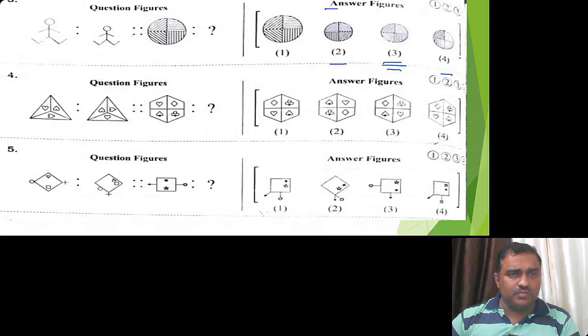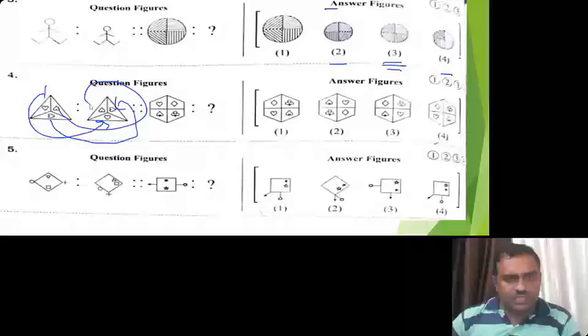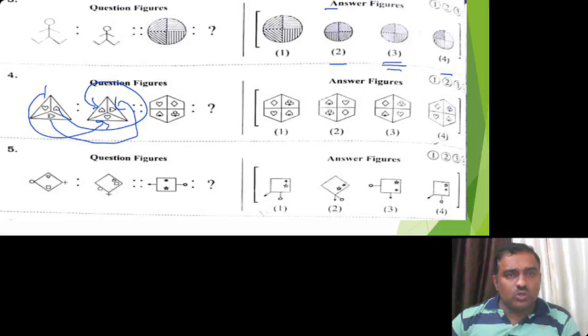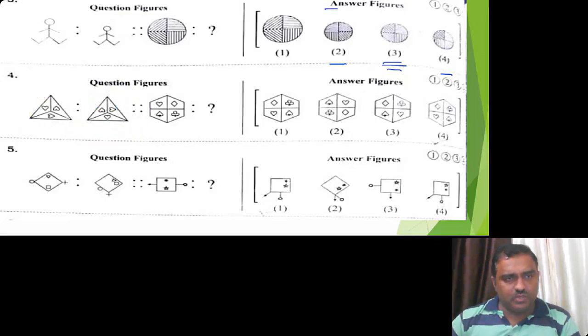Good. See, this is going where? See, this is moving like this, anti-clockwise. This has moved here anti-clockwise, and this also has moved here anti-clockwise. So the same will happen in the third and fourth figure. This symbol will move anti-clockwise, means it should be here. It is not here, so cancel this figure.